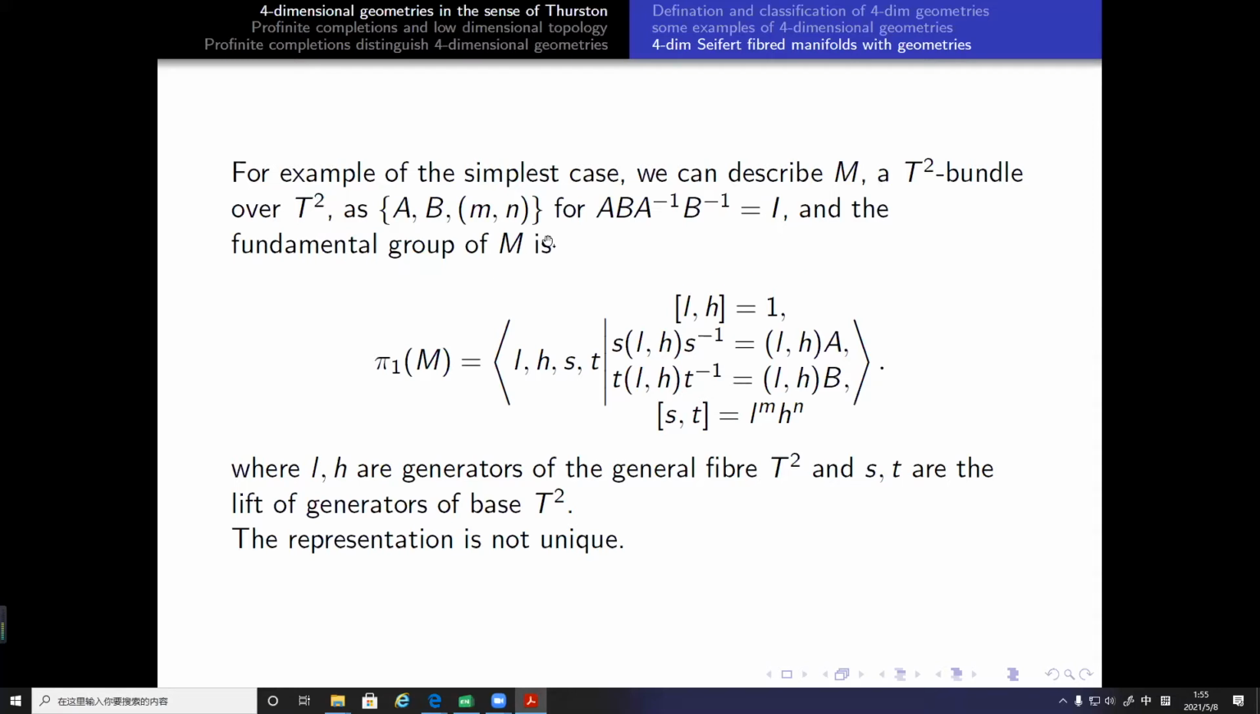Okay, and then, anyway, the fundamental group of the manifold here can be written down explicitly, and it is generated by four elements here, L, H, S, and T. L and H are generators of the general fiber torus, and S and T are the lifts of the generators of the base torus. And there are some relations here, and it is simple to get the presentation. Anyway, for the four-dimensional Seifert fibered space, we can write down its fundamental group explicitly, which is important in the study of its profinite completion.